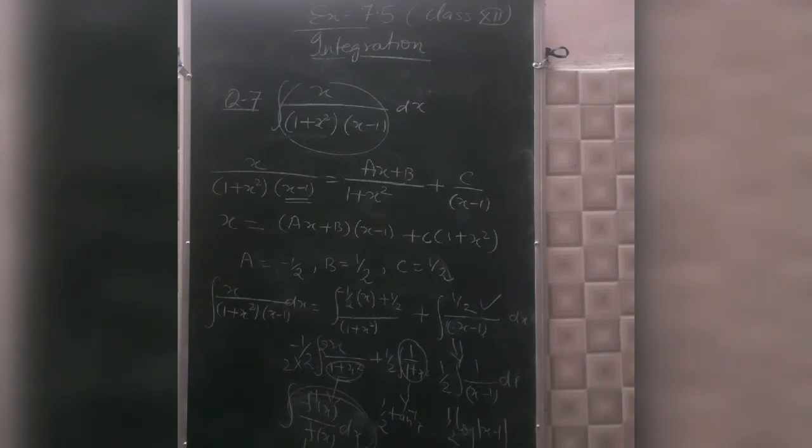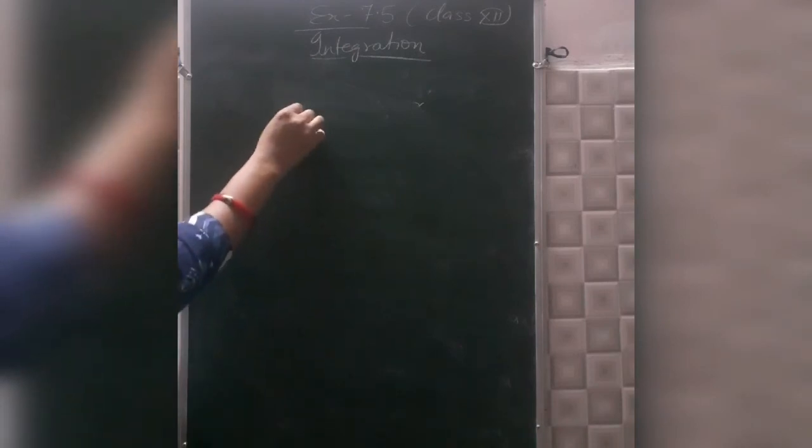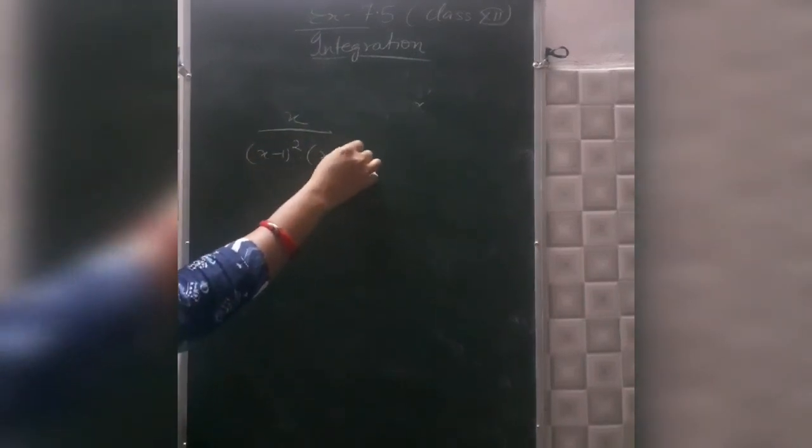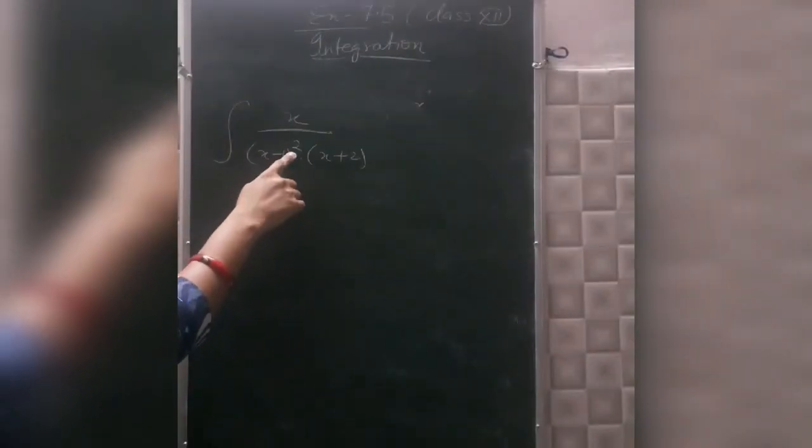Now the remaining other sums in question number 8. I am just telling you the method, you will try to solve yourself. In question number 8, the function given to you is x by x minus 1 whole square into x plus 2. In this case 3 linear factors are there, but one factor is repeated.